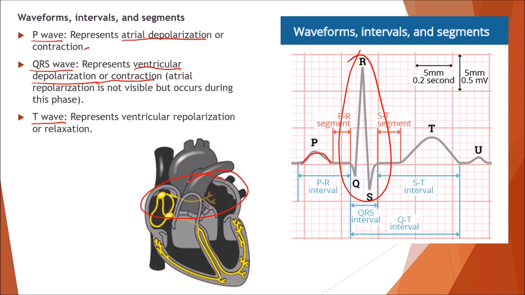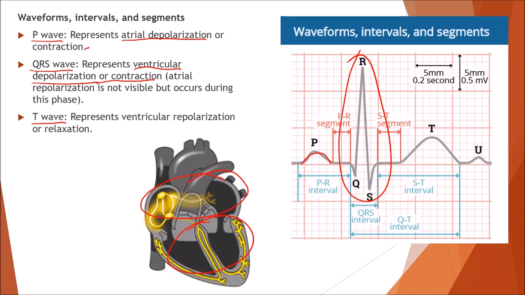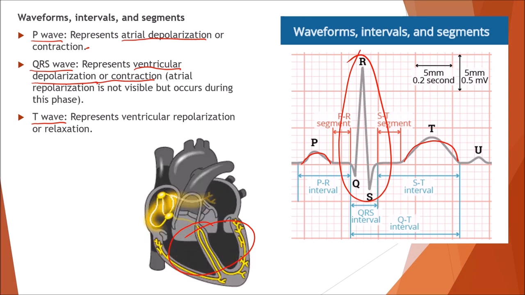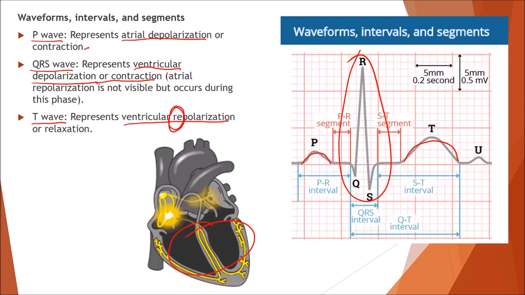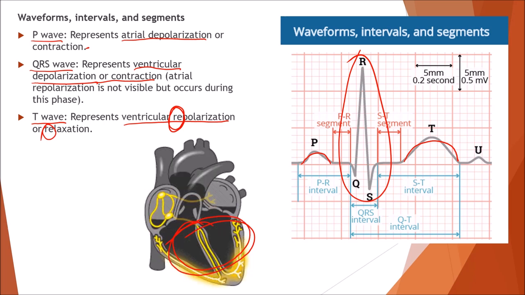While this is occurring, the atria are going to relax. We don't get to see that on the EKG because the ventricles are masking the atria relaxing. So we don't see a wave when the atria relax. But because the ventricles are so big, they have so much muscle mass, when they relax, we get to see another wave. And that is the T wave. So the T wave is going to be ventricular repolarization. Okay, focus on that repolarization or relaxation. So the T wave means ventricular repolarization. When the ventricles relax, you get that T wave.